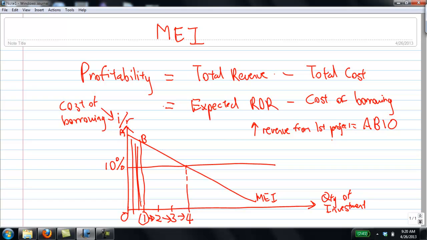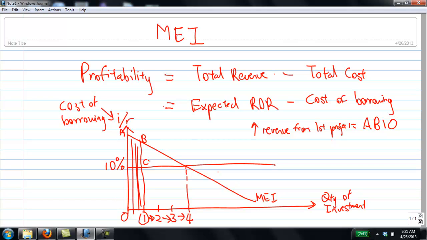Okay, so I hope you can understand why, if the cost of borrowing is 10%, it makes perfect sense for the firm to undertake the first investment project, because the increase in revenue is AB10, but the increase in the cost, because if the firm borrows this money from the bank by investing in the first investment project, it is sacrificing what it could earn in the next best thing that it could do with the money. So that's the opportunity cost of the funds for the first investment project.